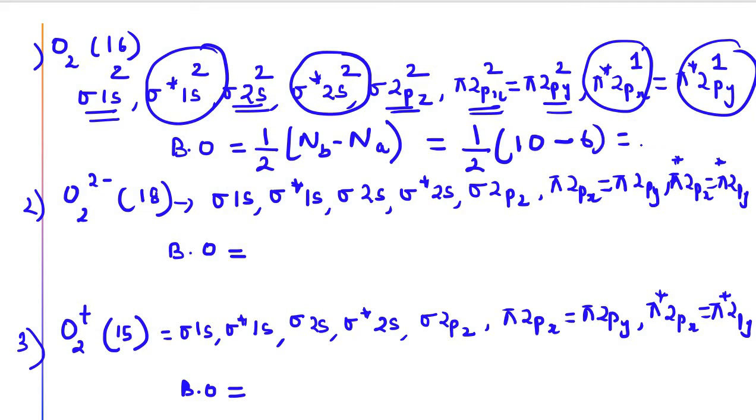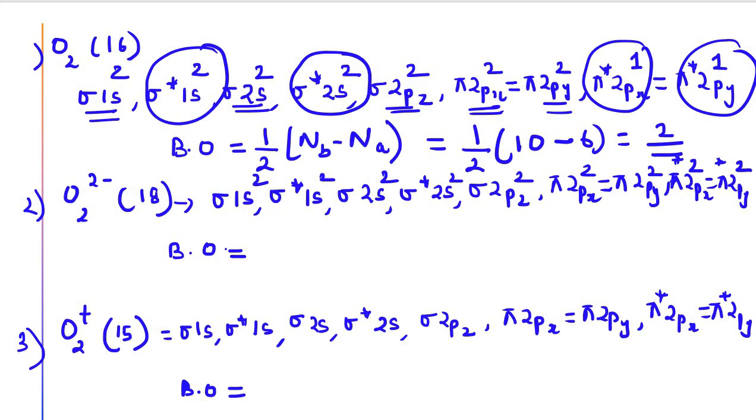So our bond order will be what? Our bond order will be 2 for the O2 molecule. Similarly, in the case of O2 2 minus, the number of electrons is 18. So what will be the configuration? The molecular orbital configuration will be, now up to this we were getting 16. So it is 16, 17 and 18.